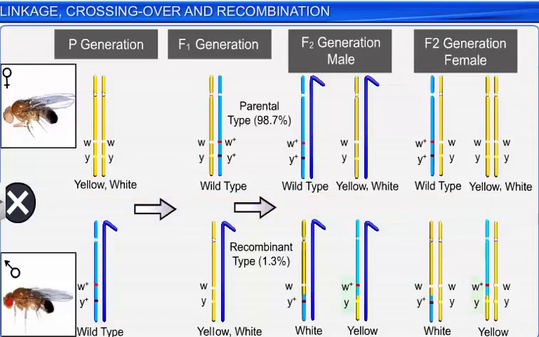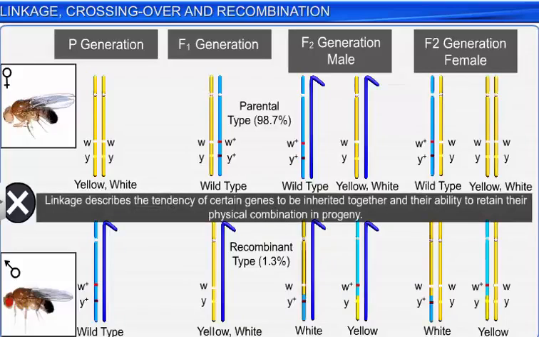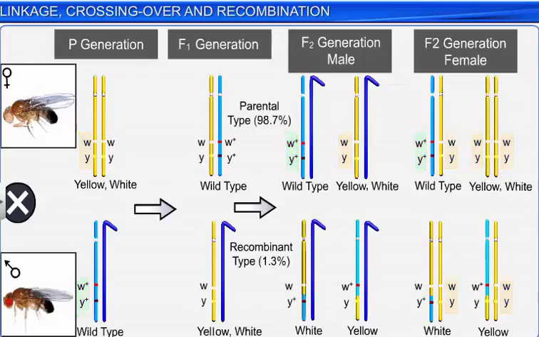Morgan found that this was due to physical association or linkage, which describes the tendency of certain genes to be inherited together and their ability to retain their physical combination in progeny. Genes which are located on the same chromosome and that are inherited together are known as linked genes.